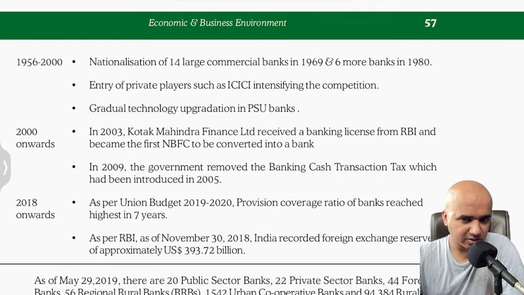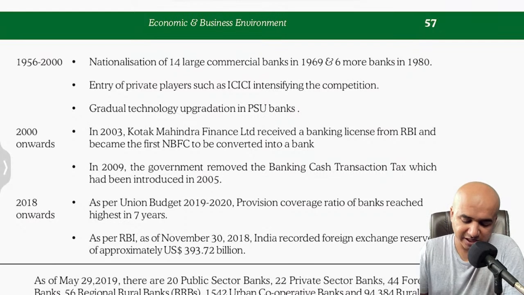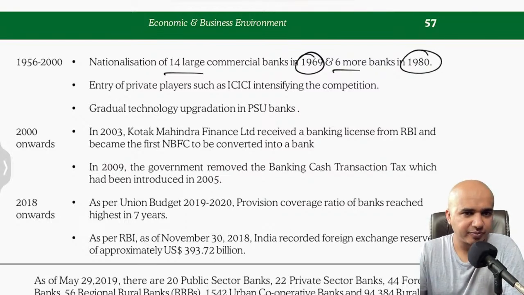As I said earlier, the government nationalized banks which were hitherto private and made sure they came under government control. So when did the government nationalize? They nationalized 14 large commercial banks in 1969 and 6 more banks in 1980.